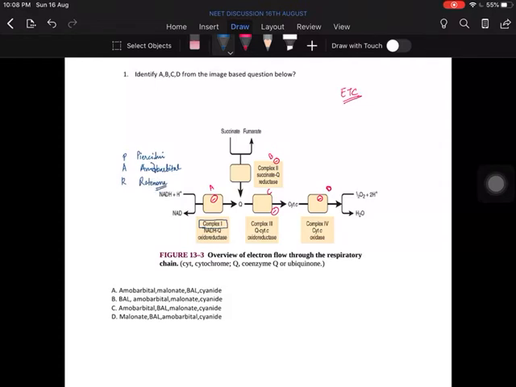Okay, next the complex 2 is inhibited by succinate. You have a competitive inhibitor called as malonate. Okay, and complex 3 is inhibited by BAL and antimycin C. Complex 4 is inhibited by few characteristic compounds like cyanide, carbon monoxide, and H2S. Okay, so the answer is A. So yes, amobarbital for complex 1, malonate for complex 2, BAL for complex 3, and cyanide for complex 4.